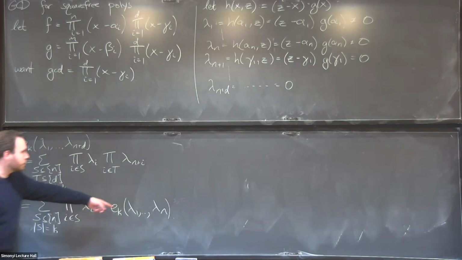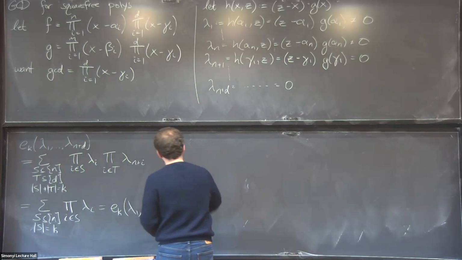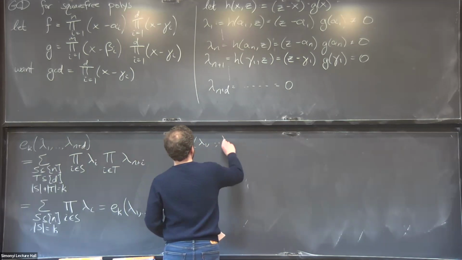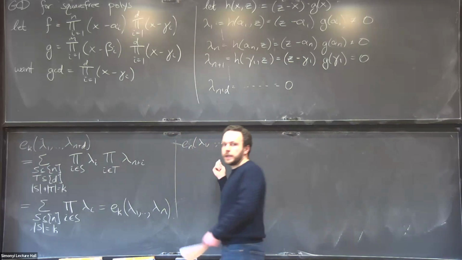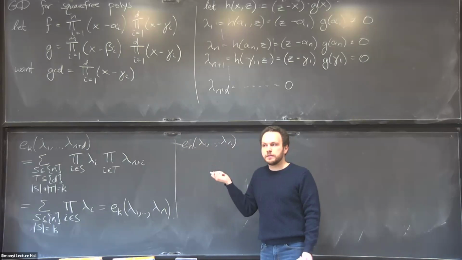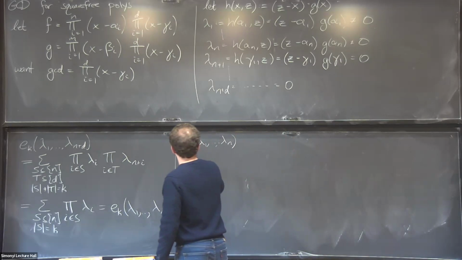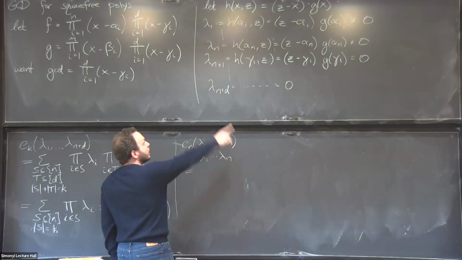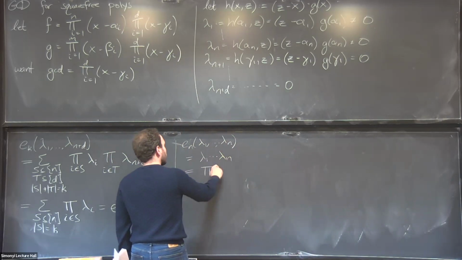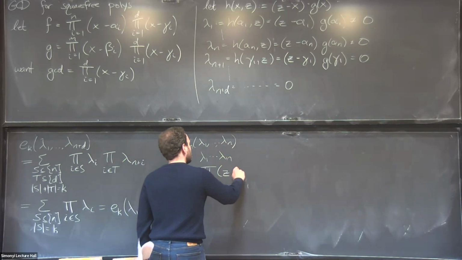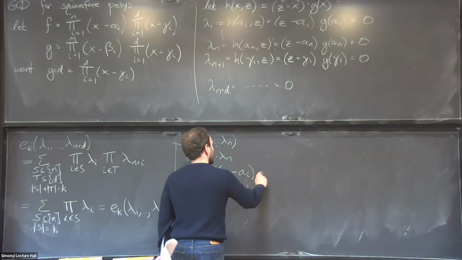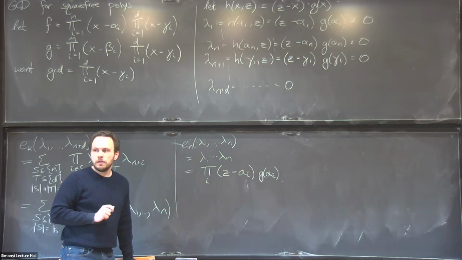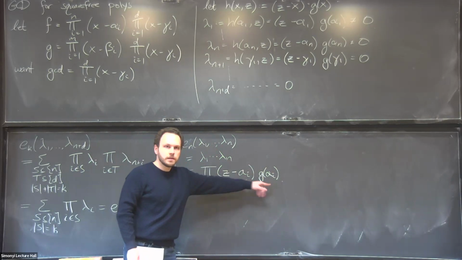Okay, why is this useful? Well, what's the elementary symmetric polynomial of degree n? It's the product. And if you expand this out, well, what do you get? You get the product over i of z minus alpha i times g of alpha i. And up to this scaling, this is the GCD.